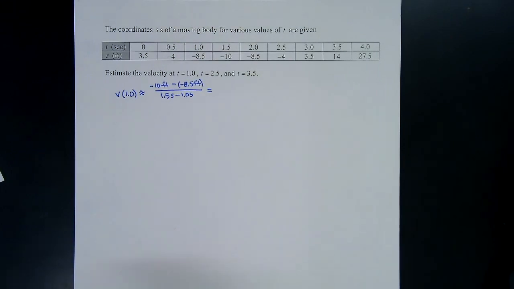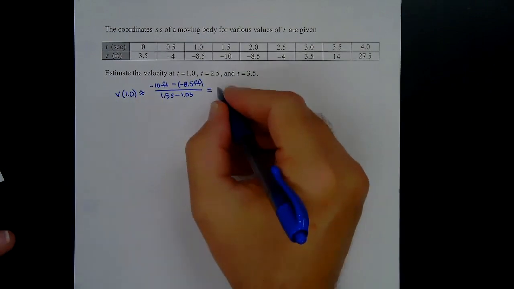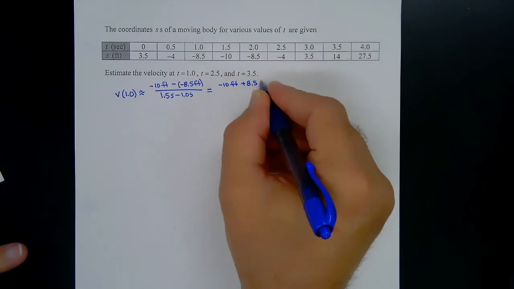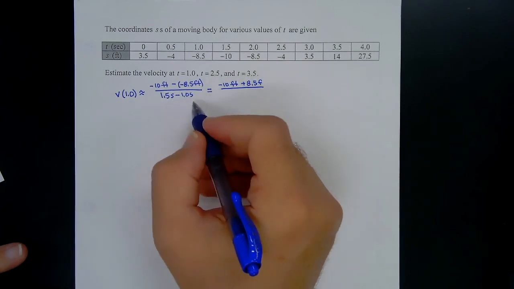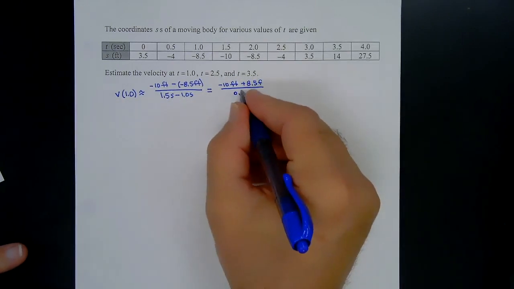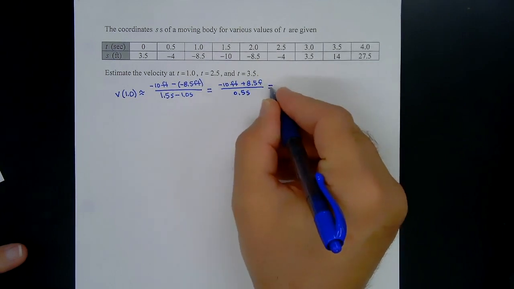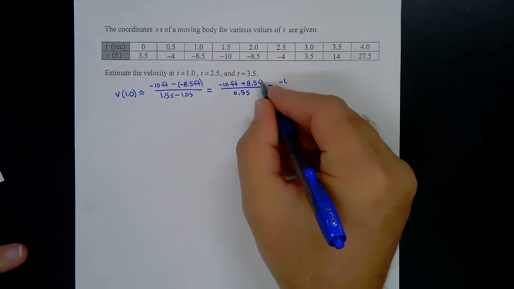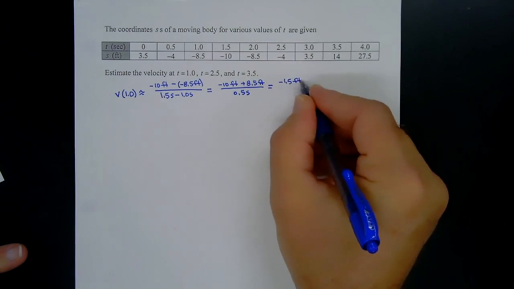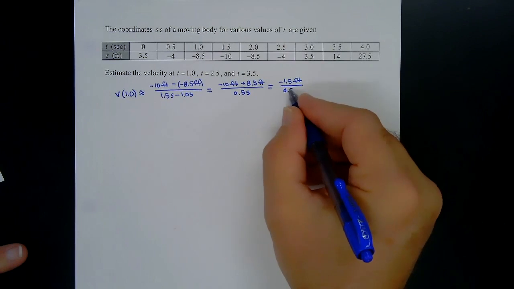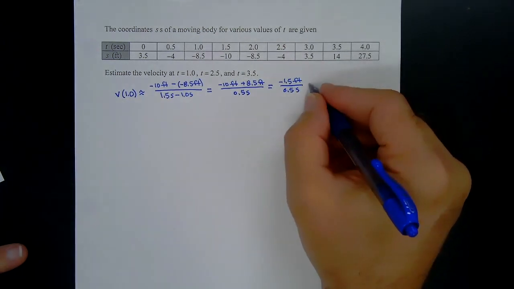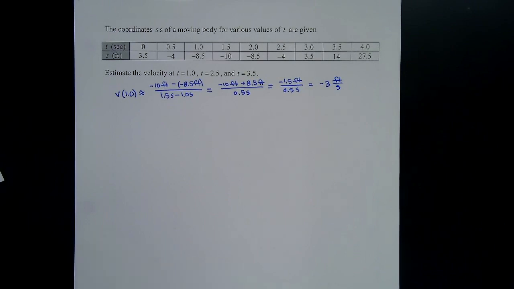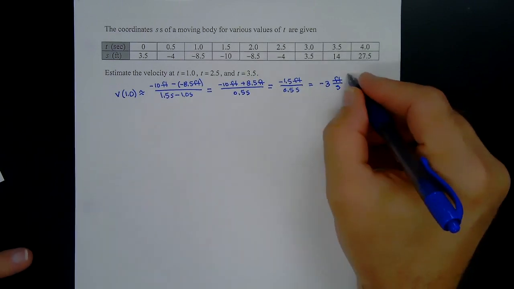So that winds up being -10 feet plus 8.5 feet over 0.5 seconds. So this is equal to -1.5. I forgot to put the t there. -1.5 feet over 0.5 seconds. And when we divide that, that gives us -3 feet per second. And this was a right difference quotient.